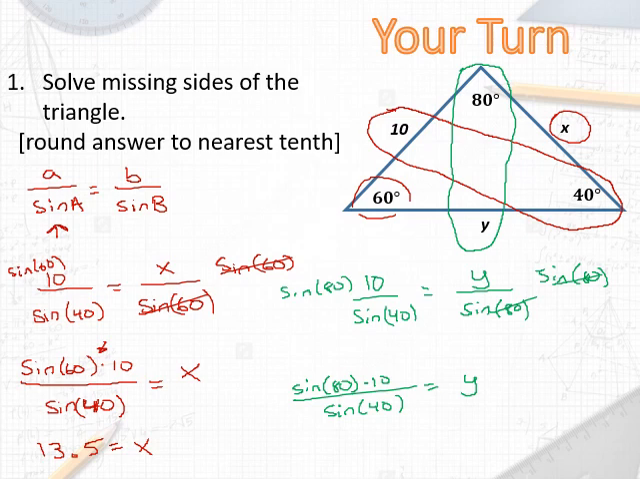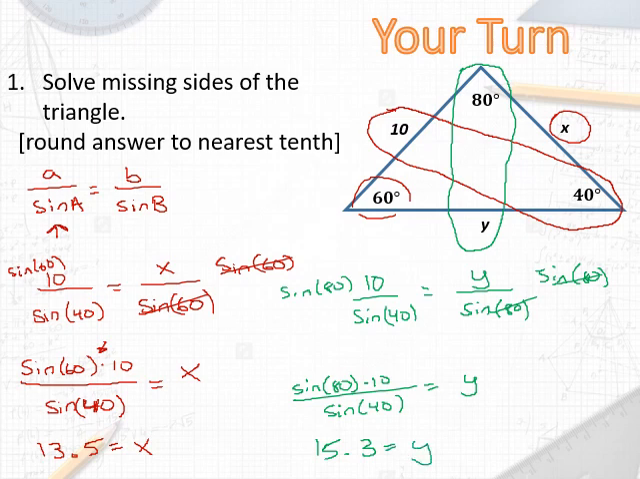All right, so if we do sine 80, close it, times 10 divided by sine 40, we get 15.32, which rounded to the nearest tenth is 15.3 is equal to y.